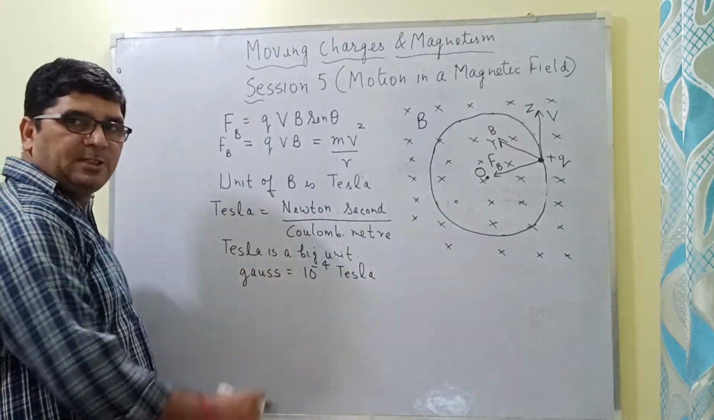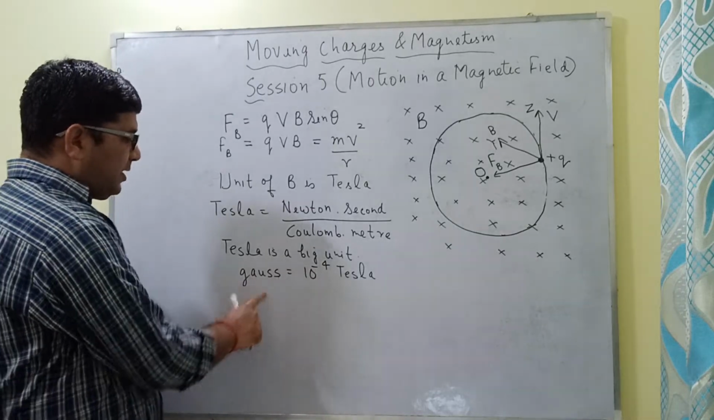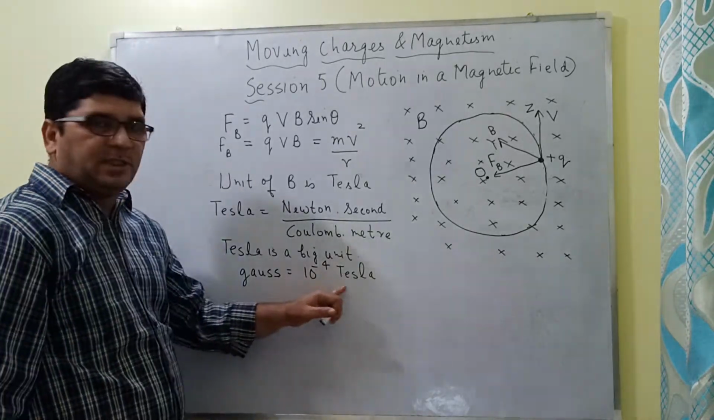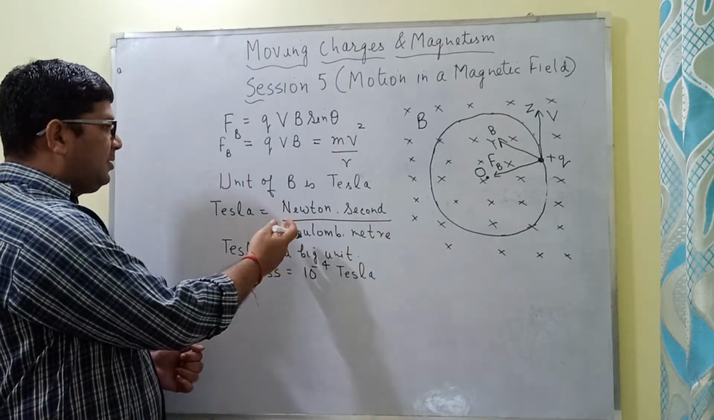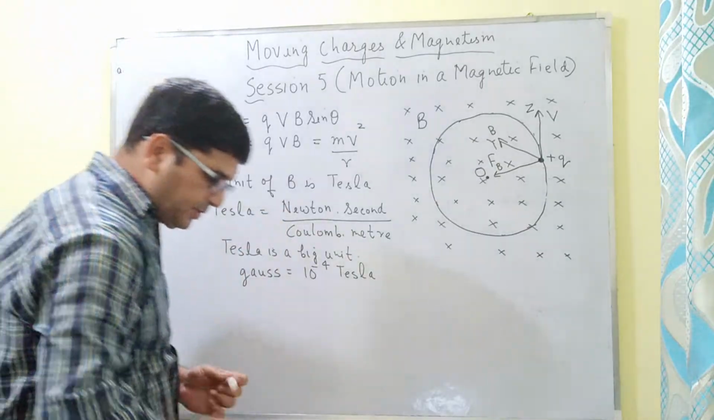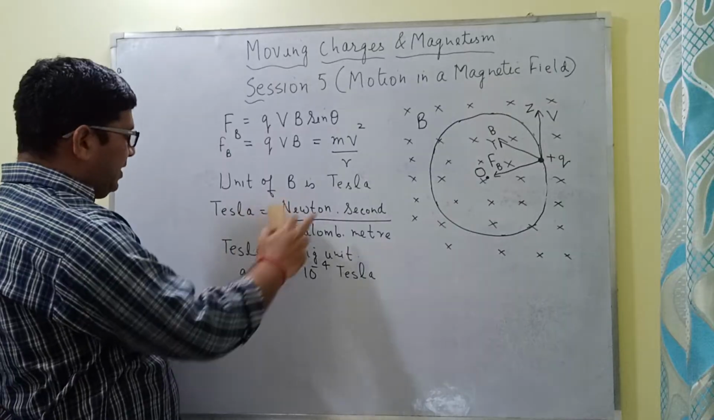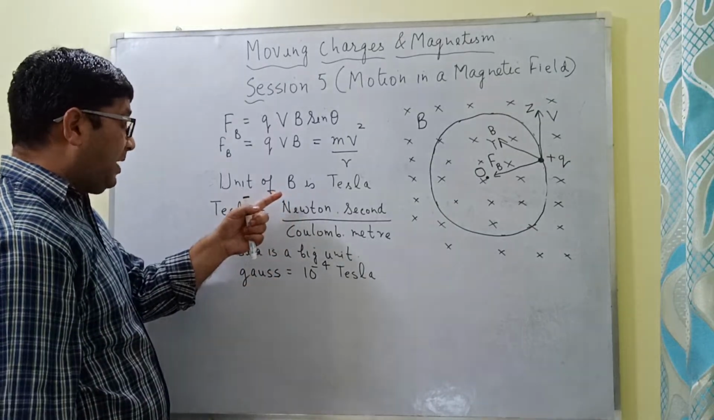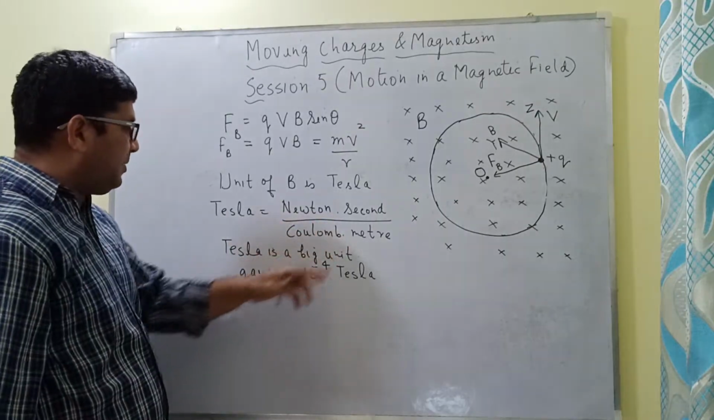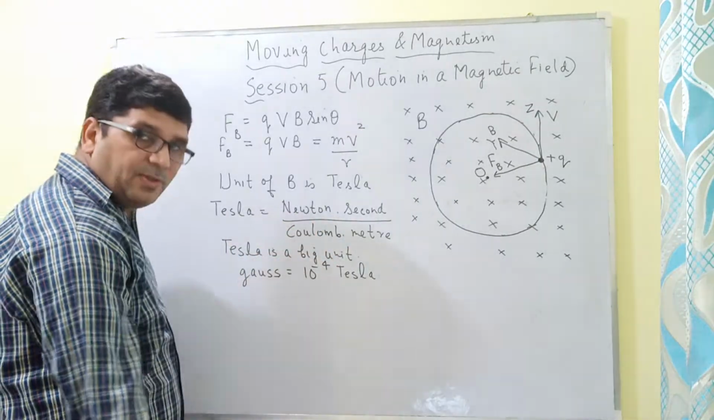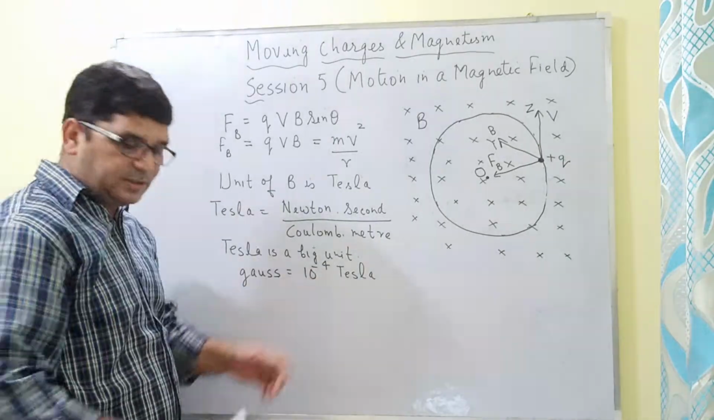Tesla is a very big unit, and therefore we normally use a smaller unit, that is Gauss, and 1 Gauss is equal to 10 to the power minus 4 Tesla. I think I have not discussed the unit of the Tesla in my previous session, so that's why I am telling it here. The unit of the magnetic field B is Tesla, and 1 Tesla is equal to Newton second divided by coulomb meter. Since Tesla is a very big unit, we normally use Gauss, which is equal to 10 to the power minus 4 Tesla.